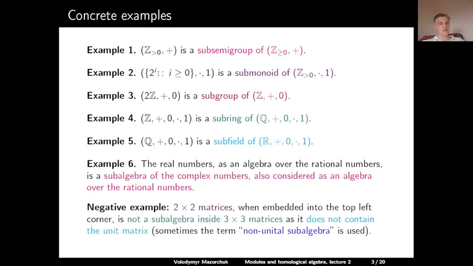And here is a negative example. The set of all 2 times 2 matrices, let's say with rational coefficients, when embedded into the top left corner into the set of all 3 times 3 matrices, does not form a subalgebra inside 3 times 3 matrices. The reason for that is that it does not contain the unit matrix, which is the identity element with respect to multiplication. So it's not closed with respect to the unit element. Sometimes these kinds of subalgebras are called non-unital subalgebras.